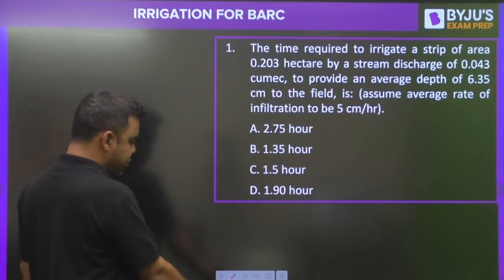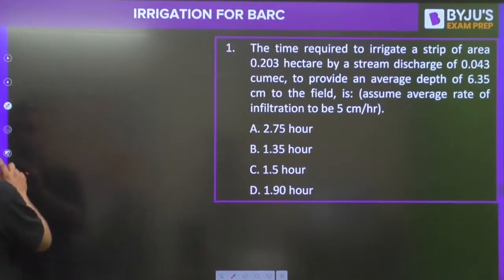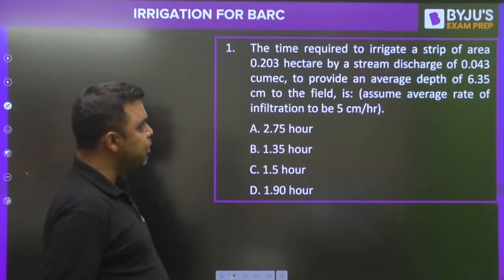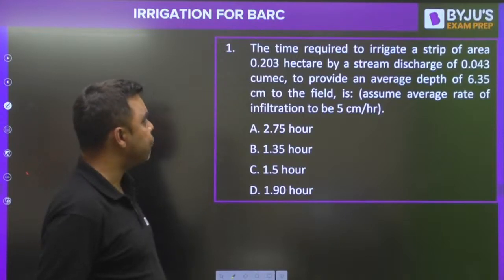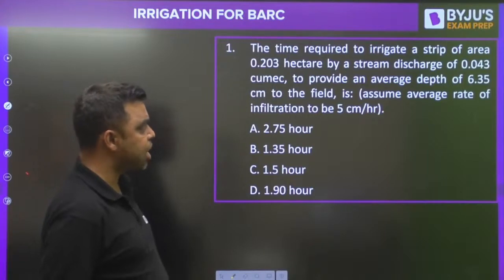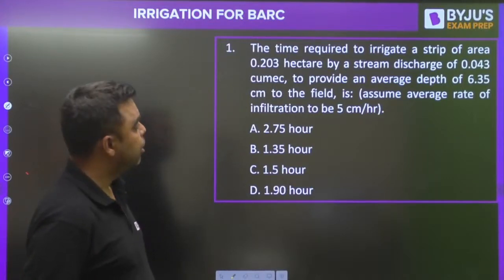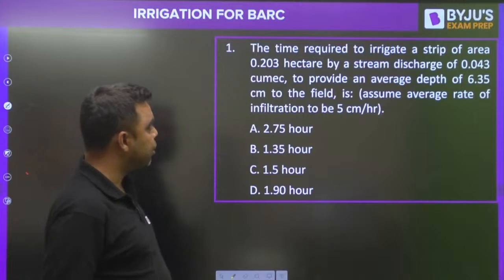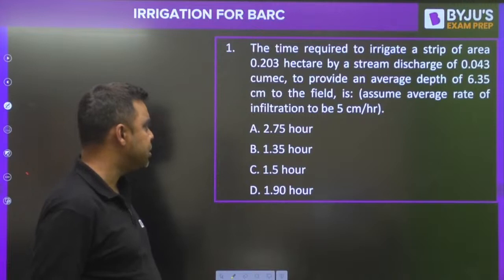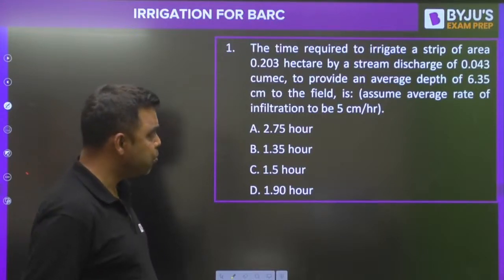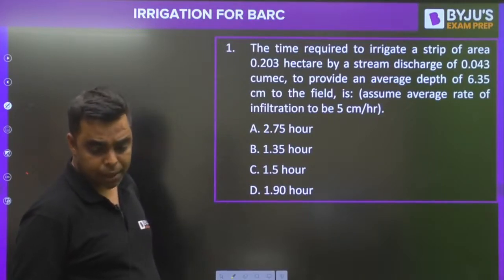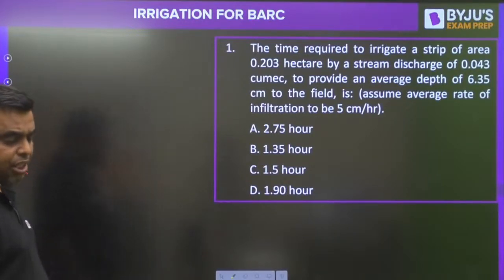So guys, this is our first question. Can you please help me out with the solution of this question? The question is, time required to irrigate a strip of area 0.203 hectare by a stream discharge of 0.043 cubic meters per second to provide an average depth of 6.35 centimeter to the field, is assumed to average rate of infiltration to be 5 centimeter per hour. So guys, this is the question. How to solve this question?